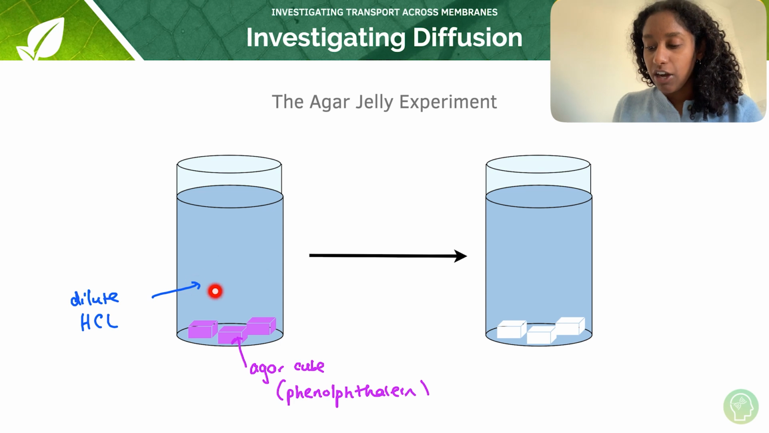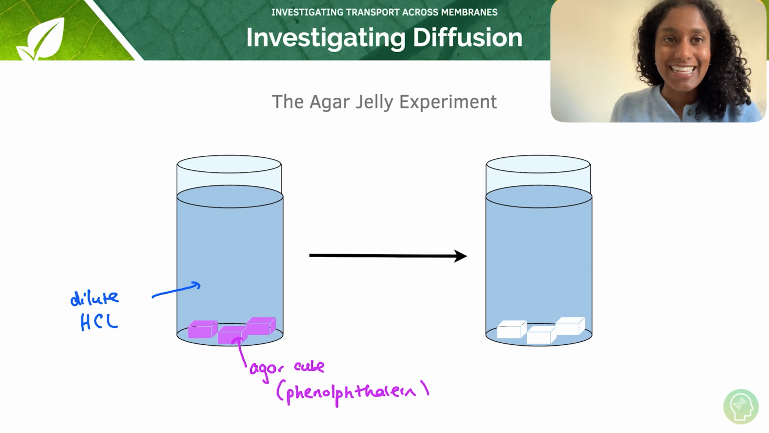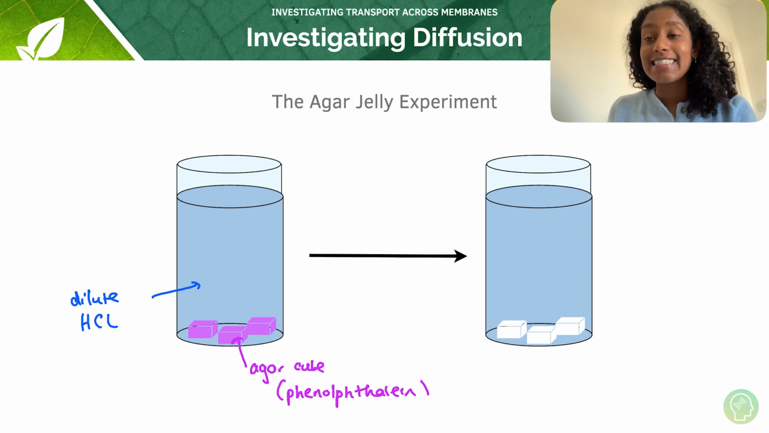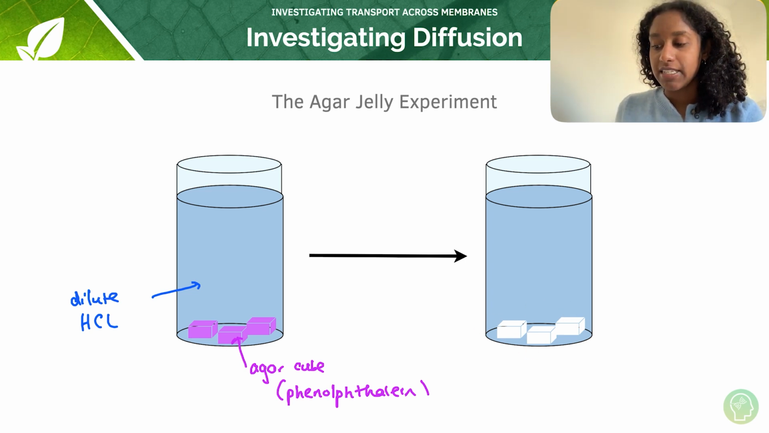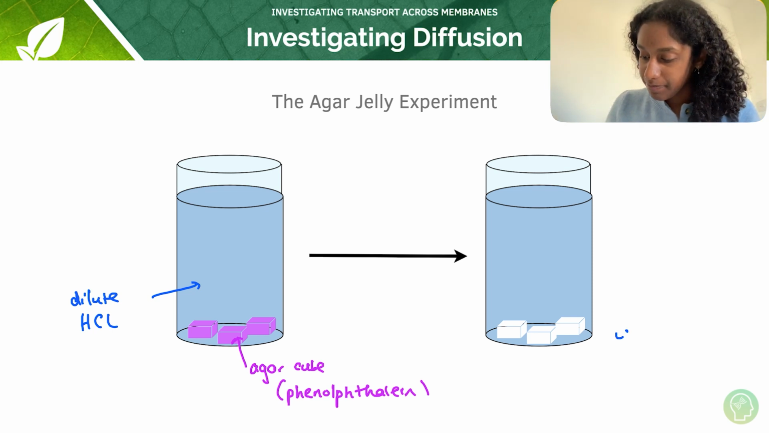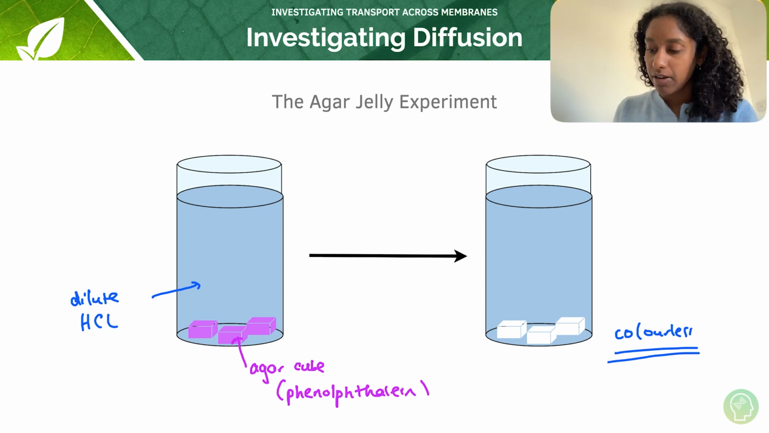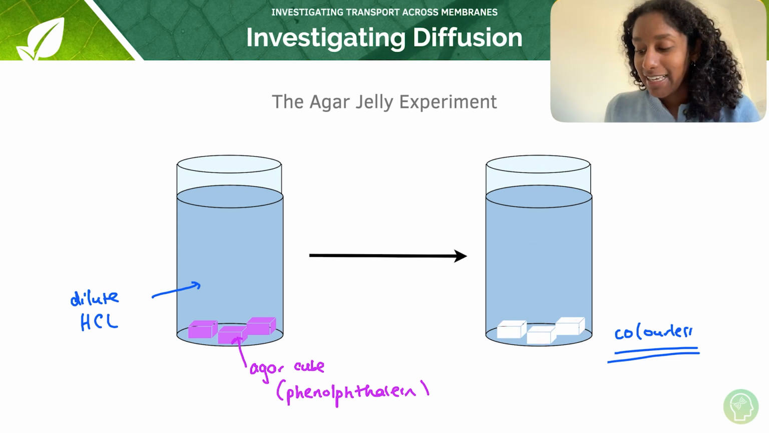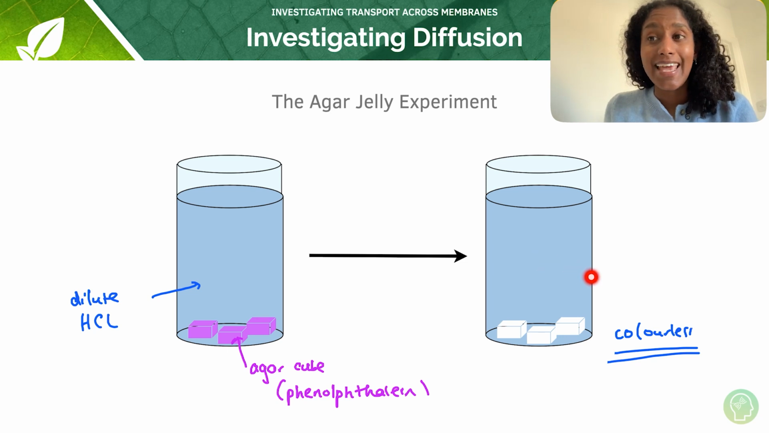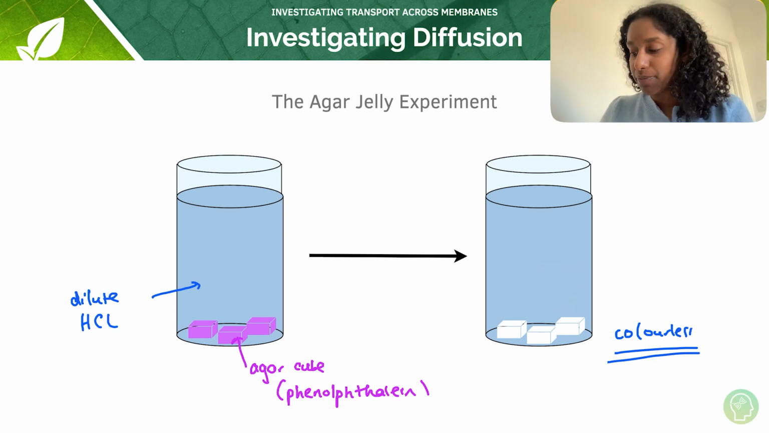This is our dilute hydrochloric acid. We're going to leave these agar jelly cubes to chill a bit in the hydrochloric acid, and what's going to happen is the acidic solution is going to diffuse into the agar cubes and take away that pink colour. The phenolphthalein is going to become colourless. And this is evidence of diffusion occurring. And we know that because our alkaline agar jellies are no longer alkaline. That acidic solution around it has diffused in and neutralised that alkaline solution.